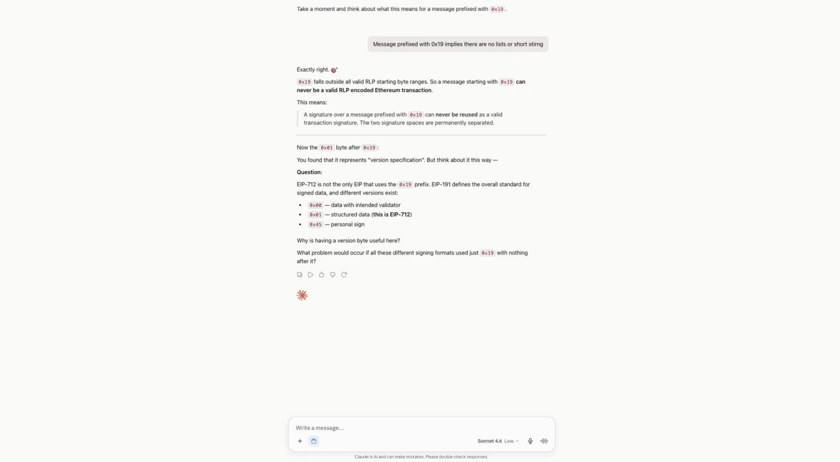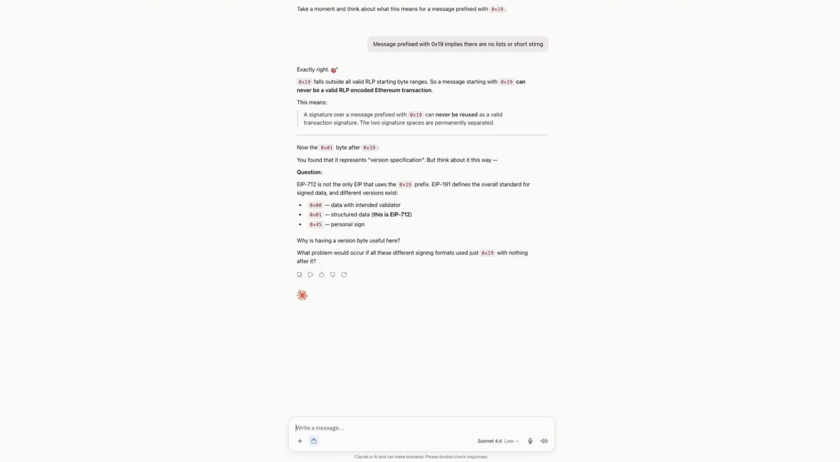Now the 0x01 byte after 0x19. Okay, so the key learning here is that the prefix includes the byte 0x19. It falls outside all valid RLP starting byte ranges. So a message starting with 0x19 can never be a valid RLP encoded Ethereum transaction. Hence, nobody can use such a signature as Ethereum transaction data.